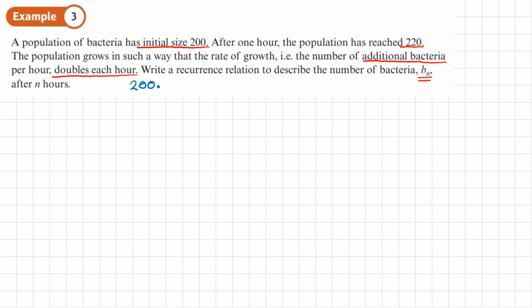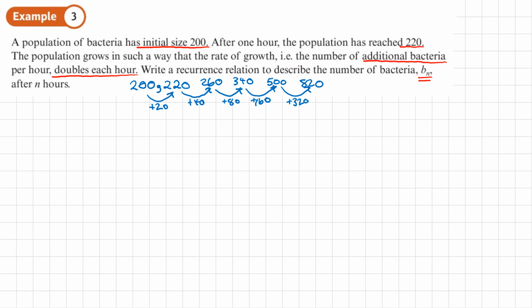So we start with 200, then after an hour it's 220, which is an increase of 20. This question says that the increase doubles, so after another hour the increase is going to be 40, then it's going to be 80, then it's going to be 160. So that increase is doubling. That's what's doubling. So let's fill in the numbers here. So we'll have 260, 340, 500, 820, and so on.